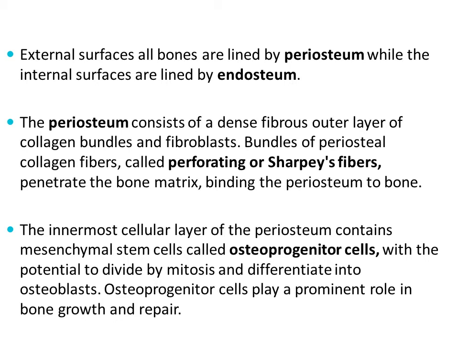The innermost layer of periosteum is called the cellular layer, and it contains the osteoprogenitor cells with the potential to divide. These osteoprogenitor cells originate the osteoblasts, and osteoblasts further maintain the growth of the bone. The cavities within the bone are lined by the endosteum, which is a thin layer of connective tissue containing the osteoprogenitor cells.